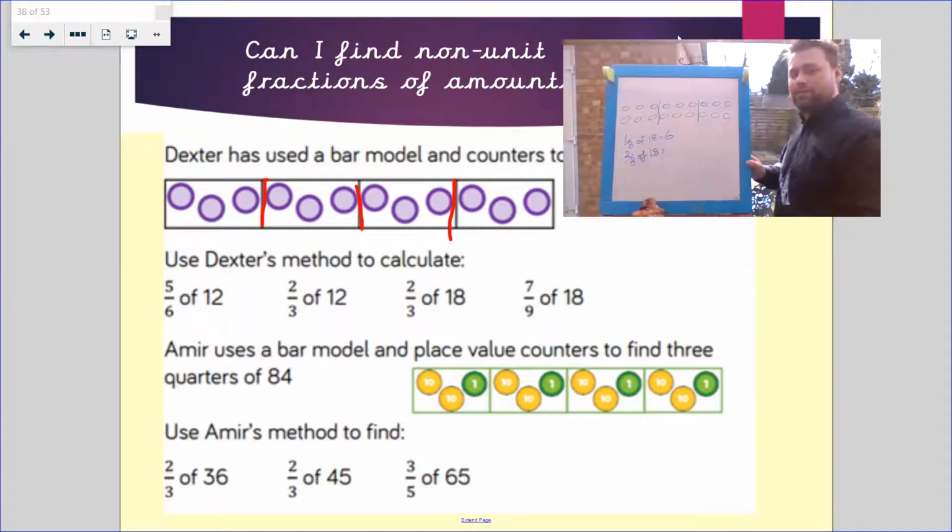So let's count up how many we've got in 2/3. We've got 6 here, another 6 here. 6 times 2 is equal to 12. So there are 12. So two-thirds of 18 is 12.